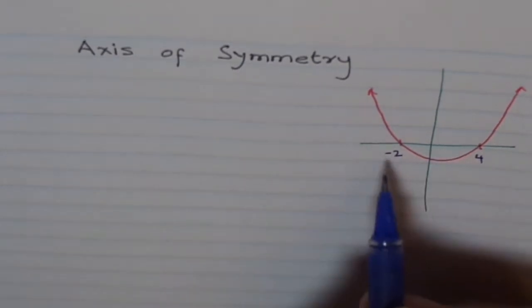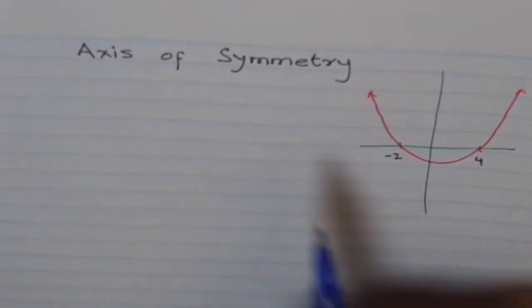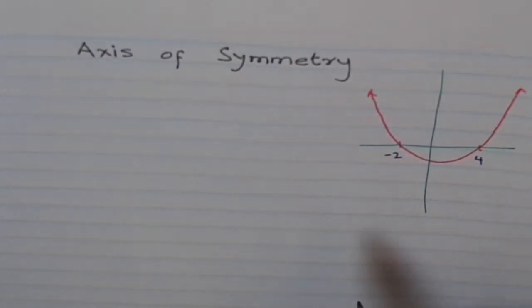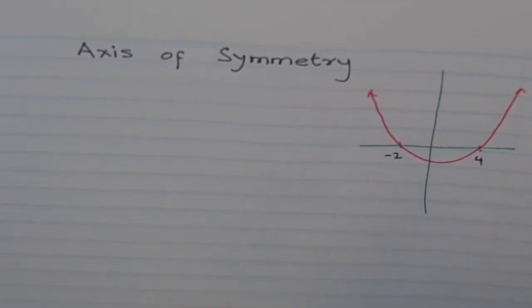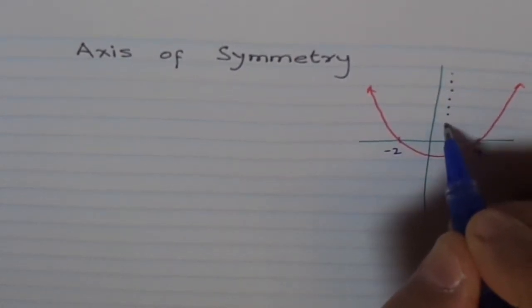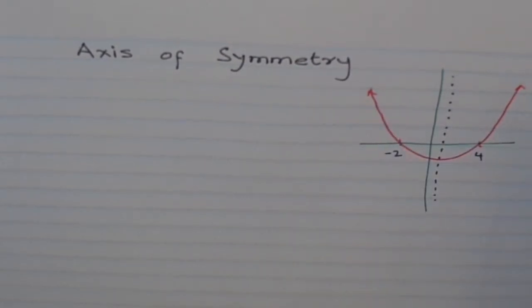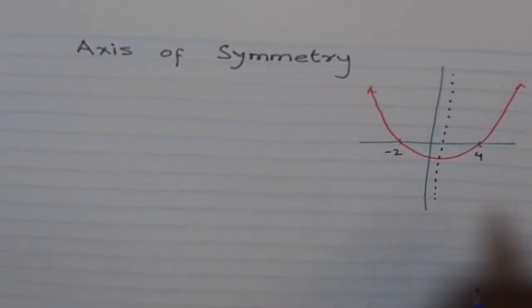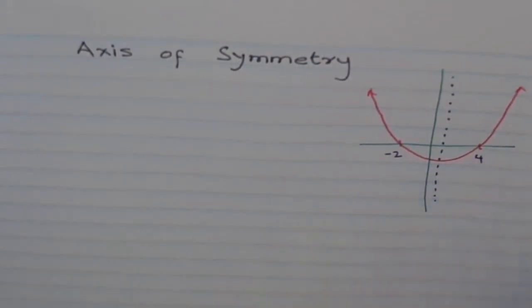Now, if these are my two x-intercepts, then where should the axis of symmetry be? It is always right in the center, because the axis of symmetry is a line about which the whole parabola is symmetric, right? That's why the name, axis of symmetry. So it has to be right in the center. So how do we calculate the center? The center will be: add these two, divide by 2. So that's how you find the axis of symmetry for any given parabola.